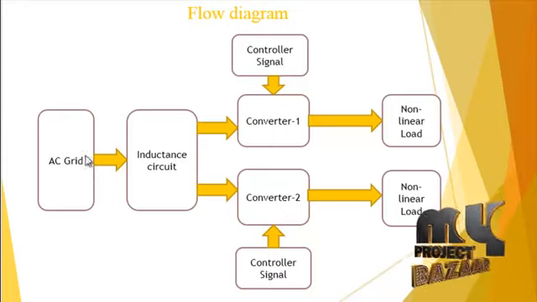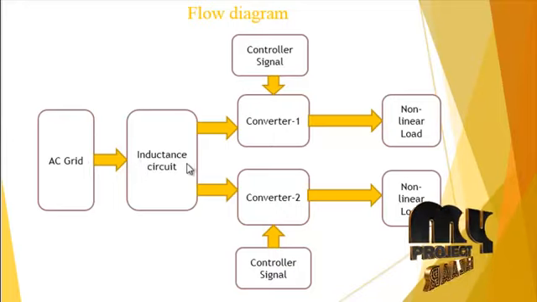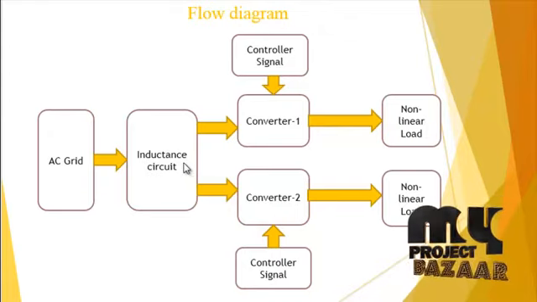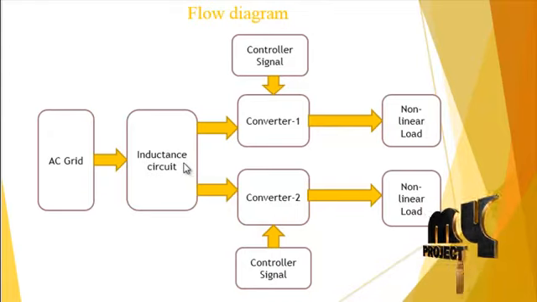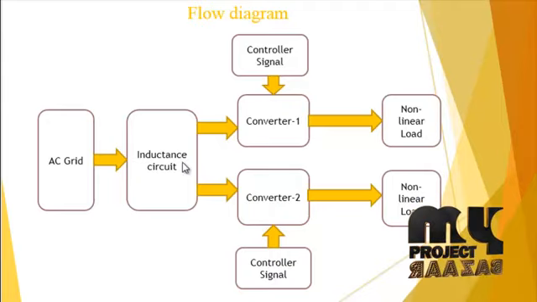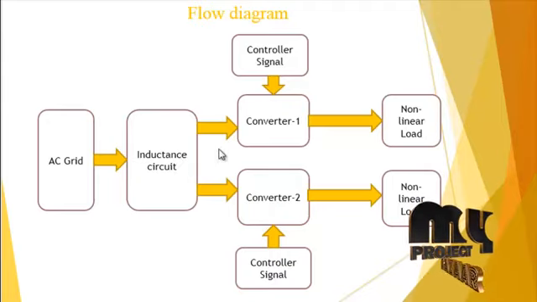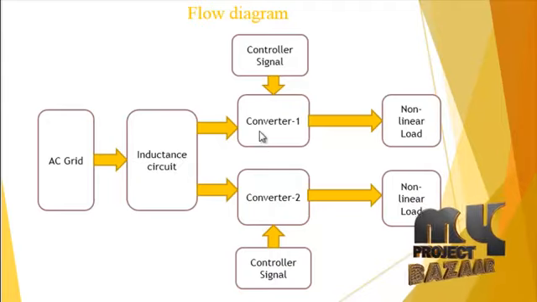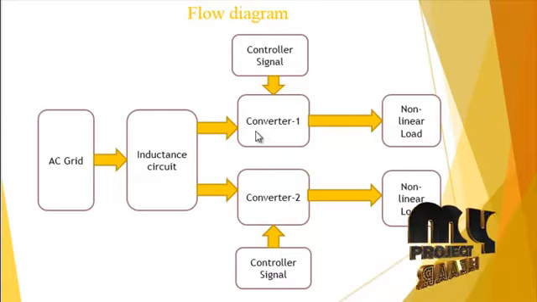It will send the grid voltage and grid current to the inductance circuit. The inductance circuit gives some inductance value to the current and voltage. The current and voltages will have some nonlinear variations. Next we can see the AC to DC converter. In the AC to DC converter, an AC supply is converted into DC.